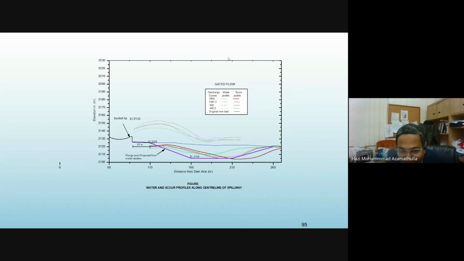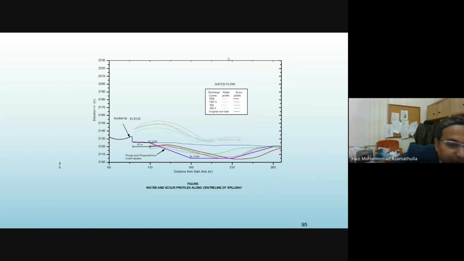So my main aim, I plotted with origin again. Your dam is a different story. Downstream means building a dam, and how many years it will take due to advances. So this is the gated flow. Gated means upright. This is your bucket lip elevation 2130. This is what I'm talking about: Parbati Dam spillway, Himachal Pradesh.